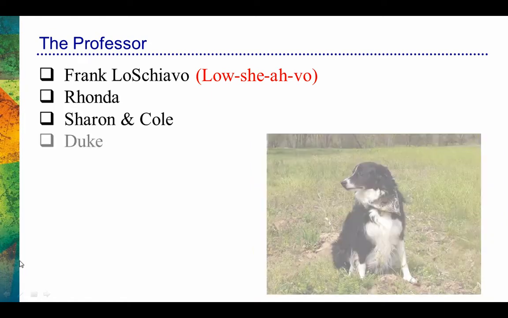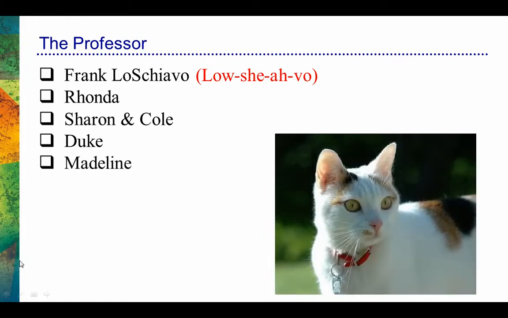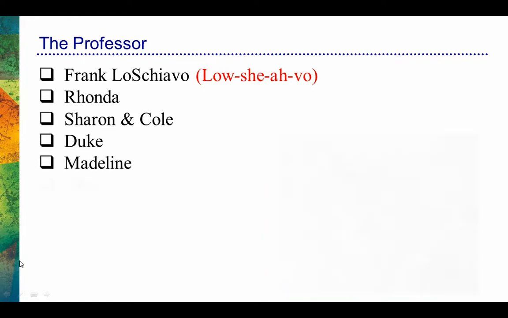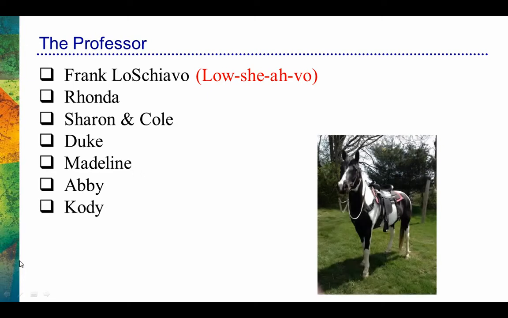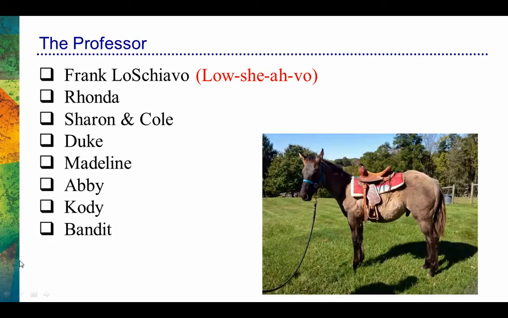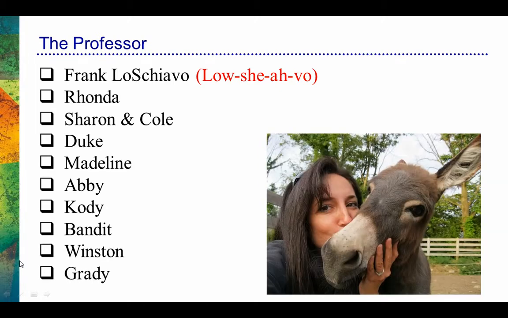We have some pets as well. This is my dog, Duke. We have a couple cats. This is Madeline. We just call her Honey Poo. We have another cat named Abby. We have some horses as well. Some of them are full size. This is Cody. Here's our newest one. This is Bandit. He's less than a year old. And then we have some miniatures as well. This is Winston. And we have a mini donkey named Grady.